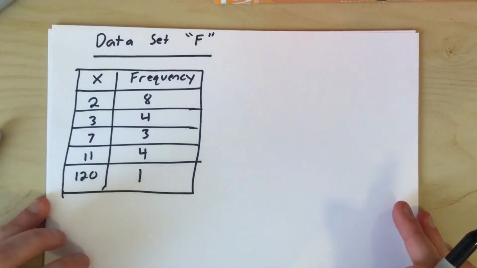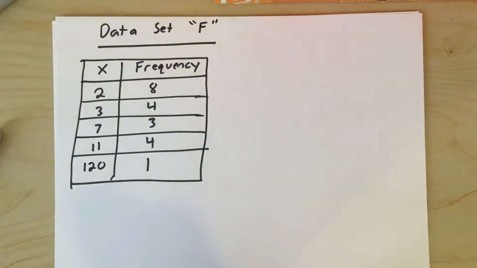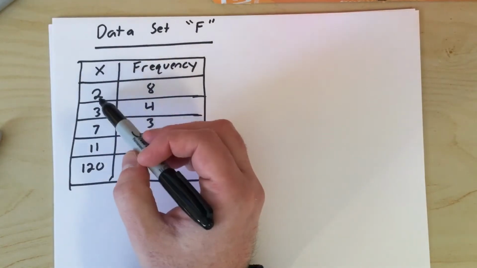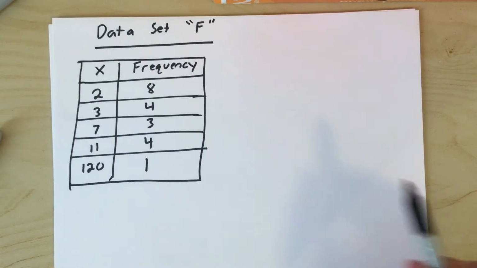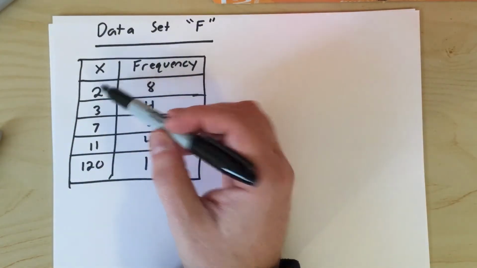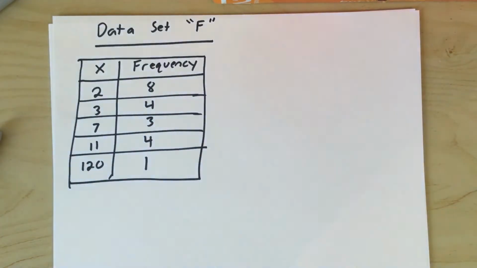Here's another set of data. It's shown in a different way, though. It's shown as a frequency table. So a frequency table is, we have value. So here's a value x, that's 2. And the frequency is how many times that value appears in the data. So what it's saying is that the 2 appears 8 times, the 3 appears 4 times, the 7 appears 3 times, the 11 appears 4 times, and the 120 appears once.